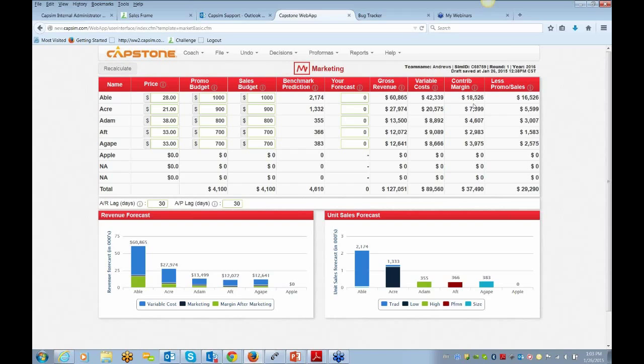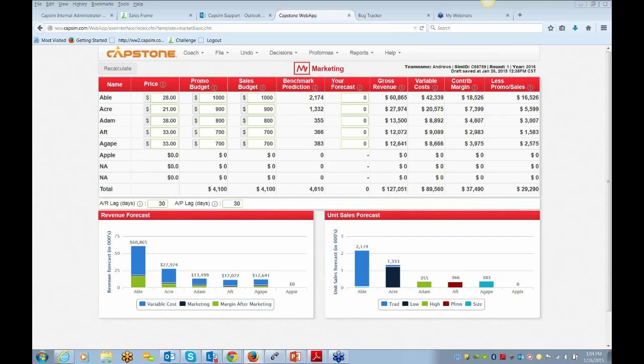You'll notice that there aren't a lot of decisions that can be made directly from the marketing decision spreadsheet page. There's only 4. So you have the price, the promotion budget, the sales budget, and then you're also going to design a forecast. Your forecast essentially answers the question, how many products do I think my company will sell over the course of the year?